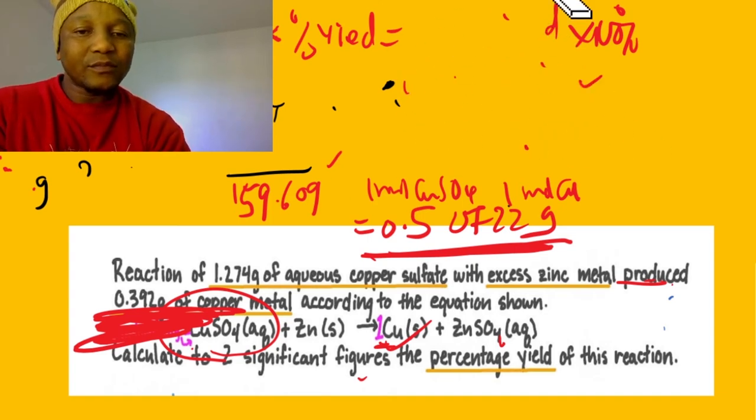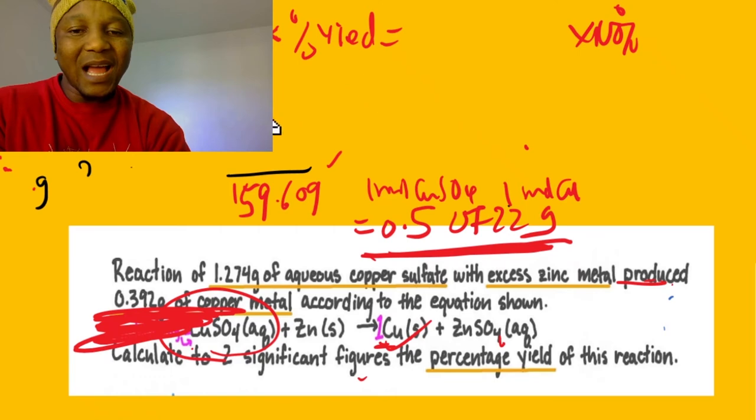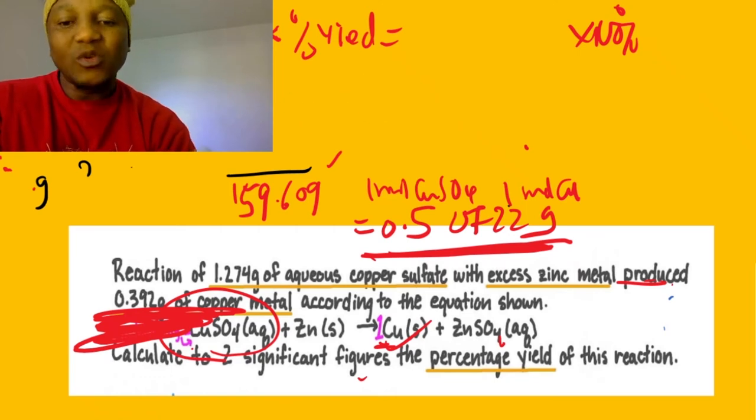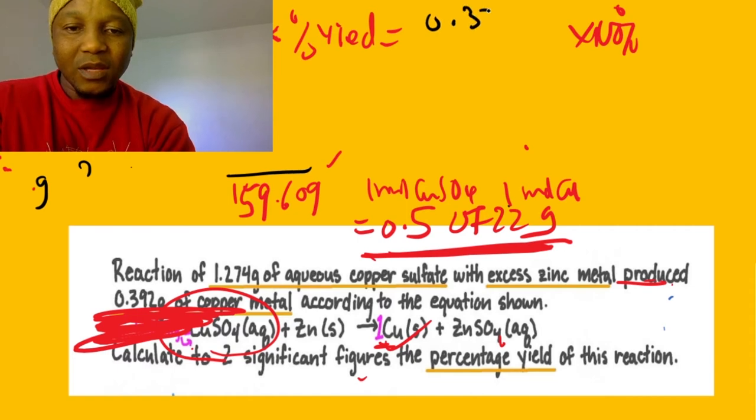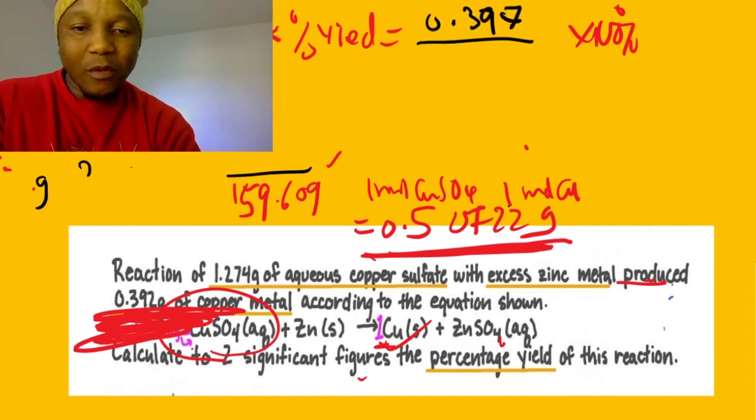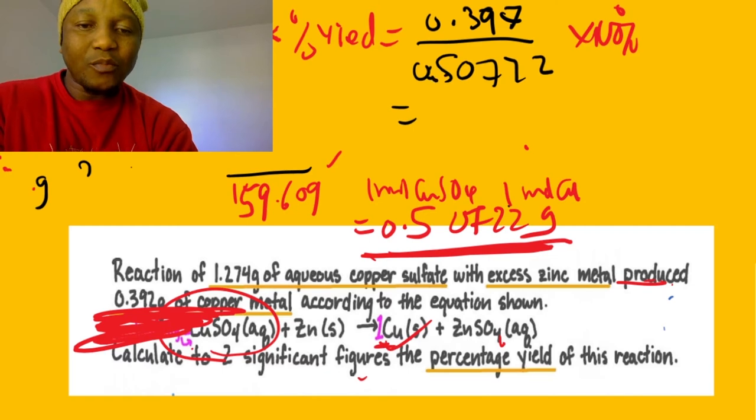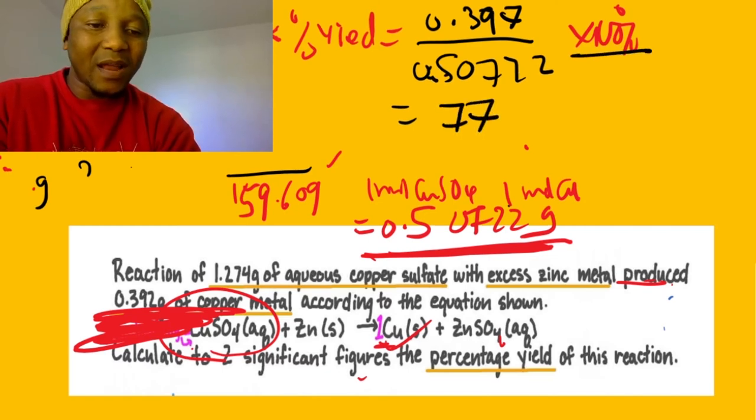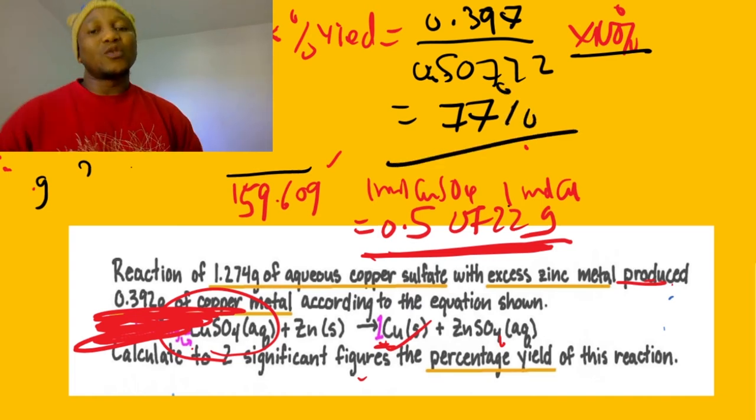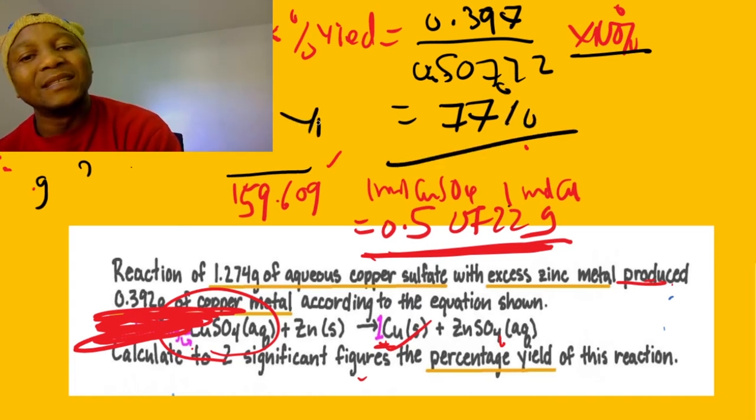So now, what is the actual yield? Our actual is what we had, which was produced: 0.397 over what we produce, which is the theoretical yield, 0.50722. Okay, so put this in a calculator. If you put it in a calculator, you're going to get 0.78, then multiply by 100. Don't forget to multiply by 100. 77%. So this is the percentage yield of copper.